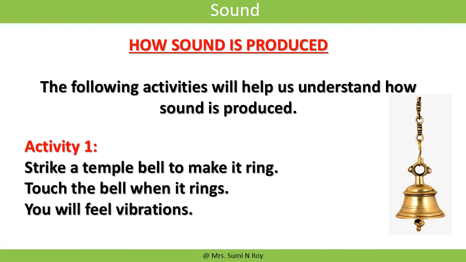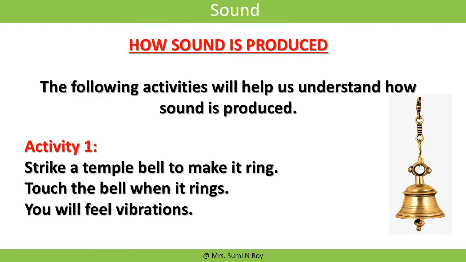But before knowing how sound is produced, we have to know about vibrating objects. When an object moves backwards and forwards or to and fro rapidly, we say that the object is vibrating. And sound is produced when the object vibrates. In other words, sound is produced by vibrating objects. So, whenever we hear a sound, then some object must be vibrating to produce the sound. The following activities will help us understand how sound is produced.